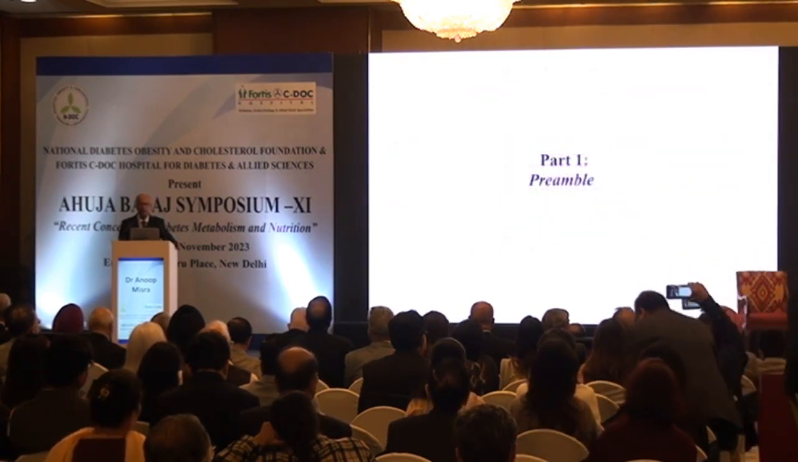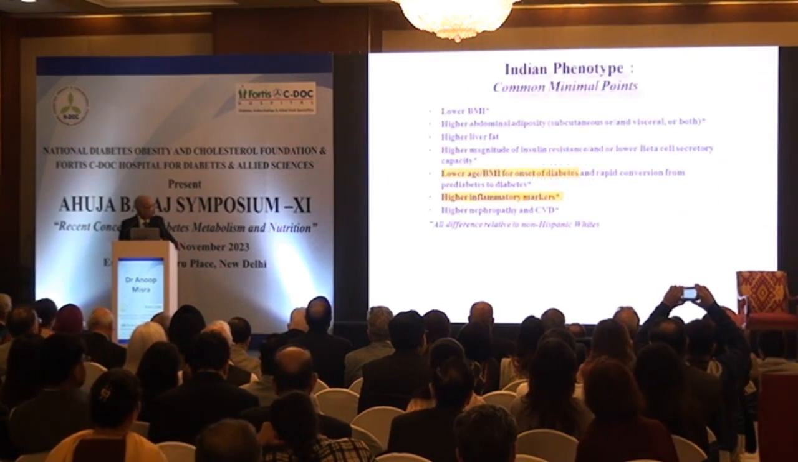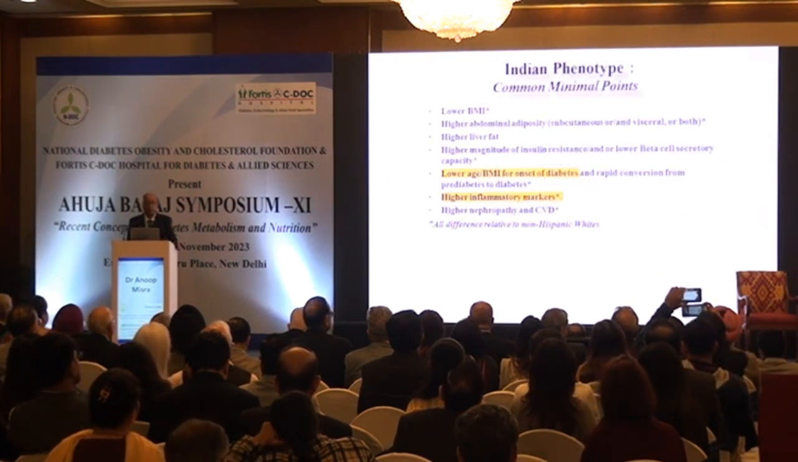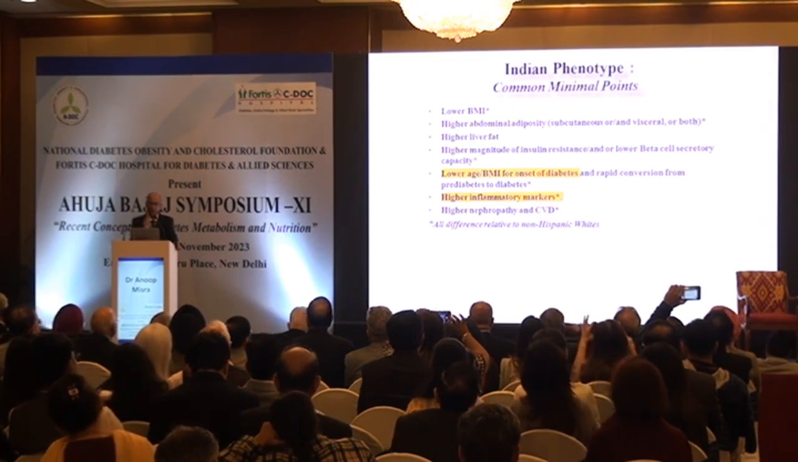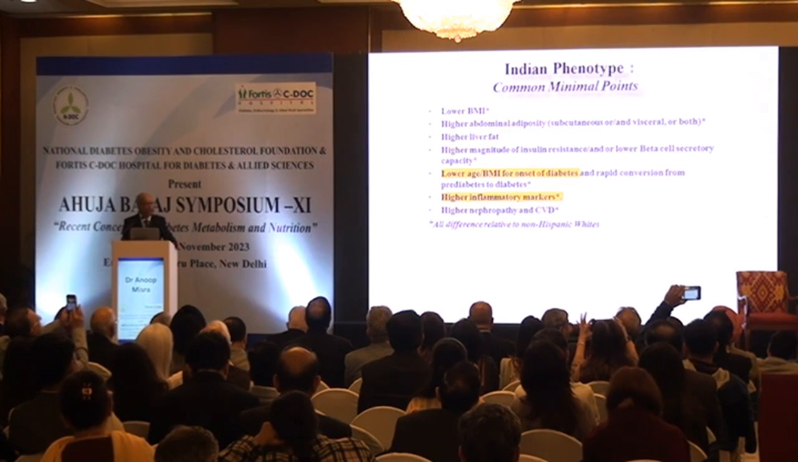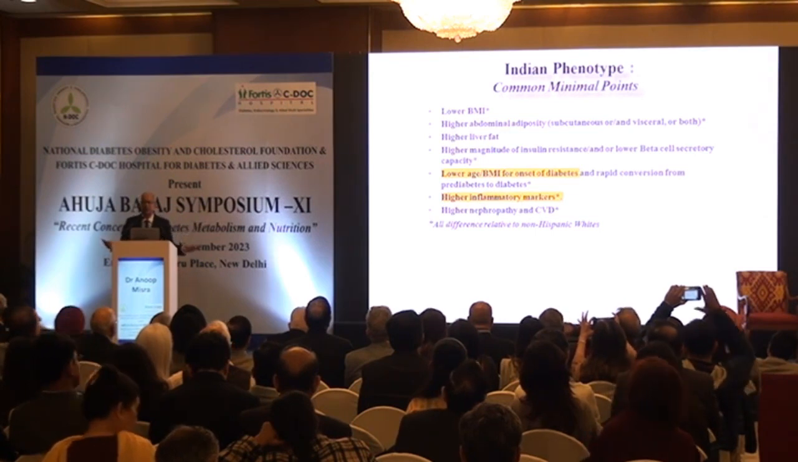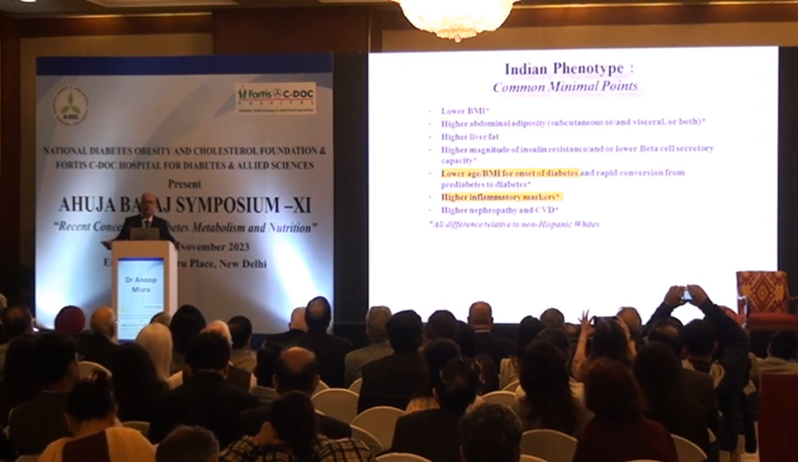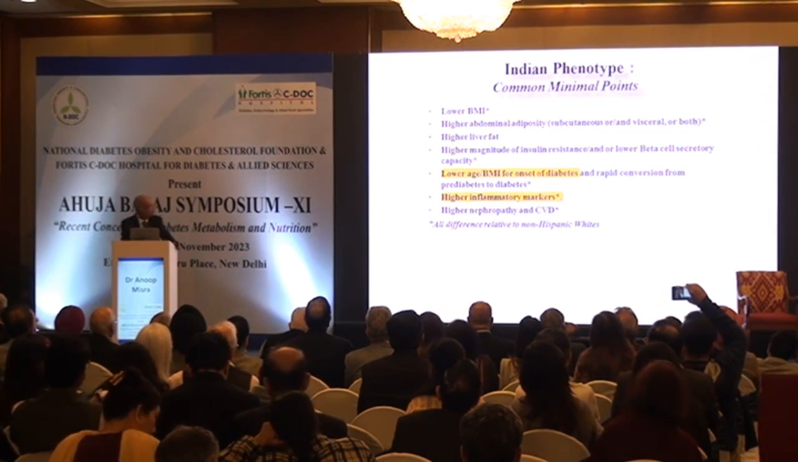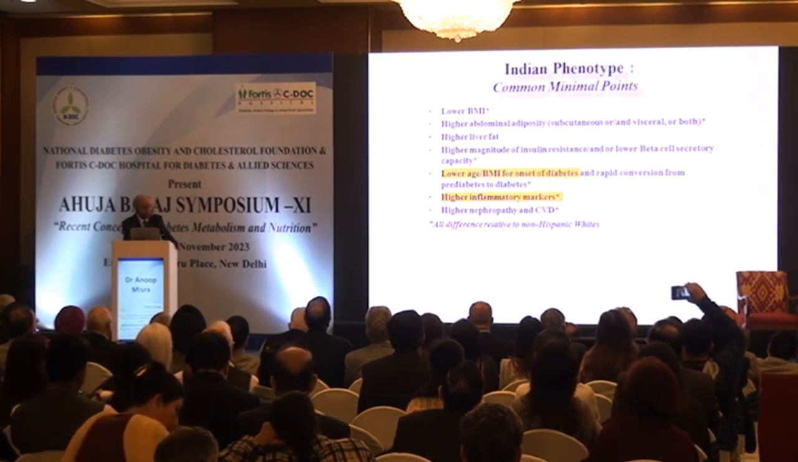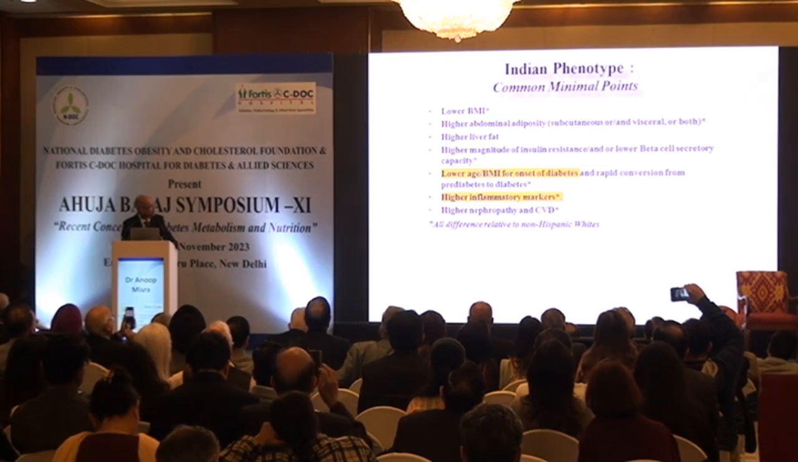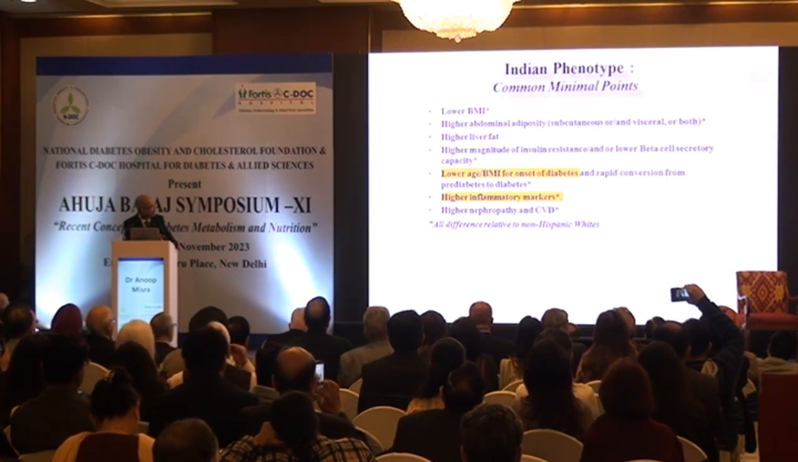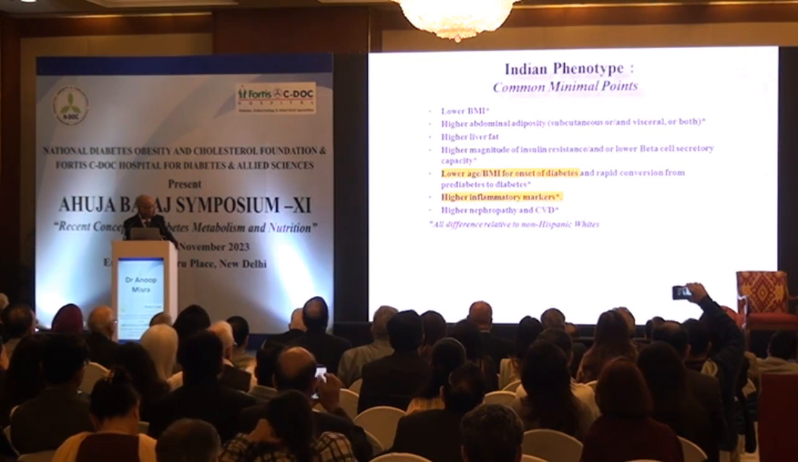Preamble. Why are we doing it? Now these are the common minimal points of an Indian phenotype as compared to whites. And I've not written them here just like that. This is based on multiple publications from our group and several other groups. So we have lower BMI than the non-Hispanic whites, higher abdominal adiposity, higher liver fat, higher magnitude of insulin resistance and lower beta cell secretory capacity, lower age and BMI for onset of diabetes.